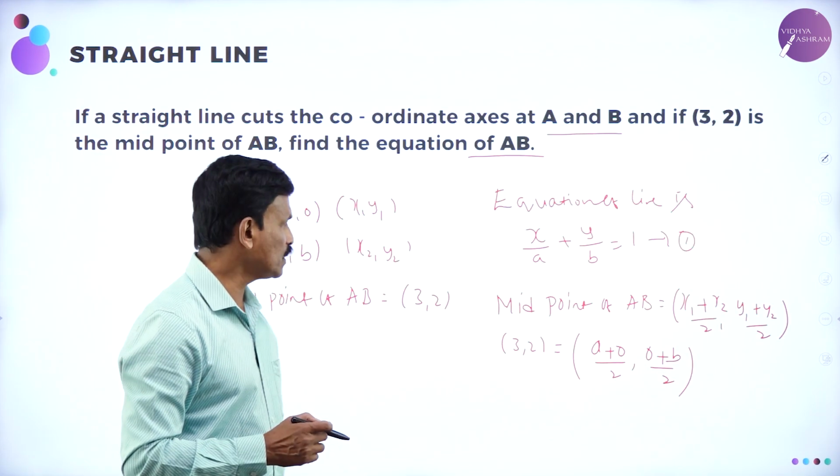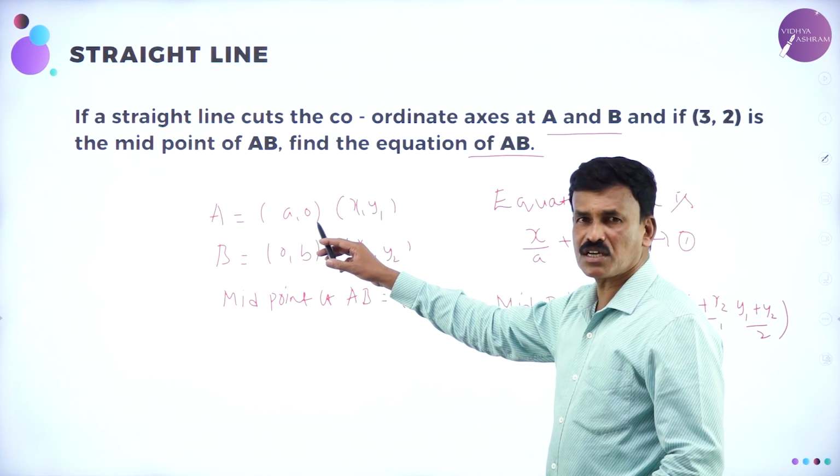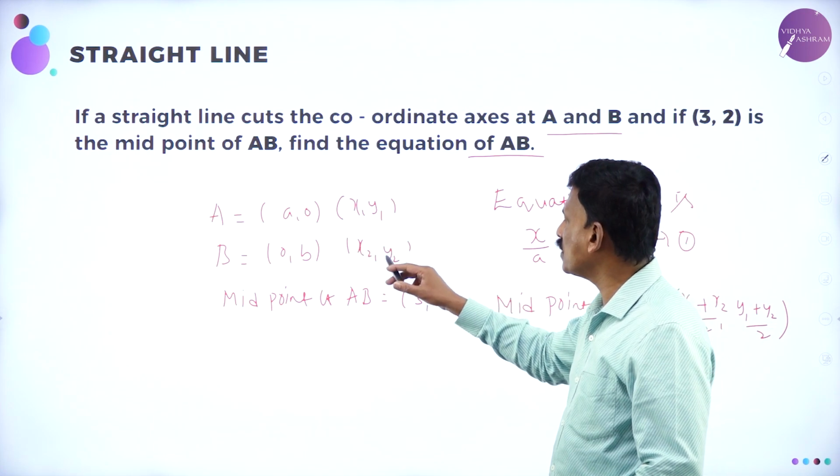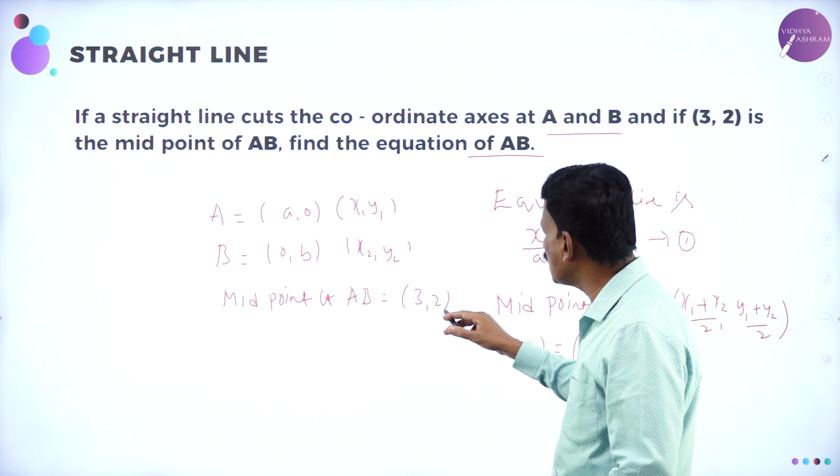So very simple problem. Let me explain. The straight line cuts the coordinate axis at A and B. A is (a, 0), B is (0, b), that is (x1, y1) and (x2, y2), and the midpoint is also given. Midpoint of AB is (3, 2).